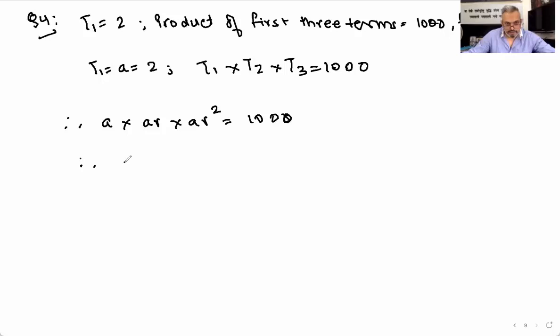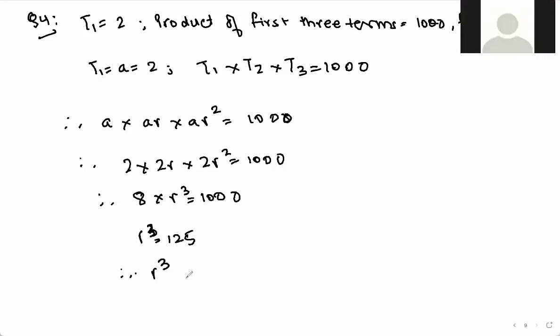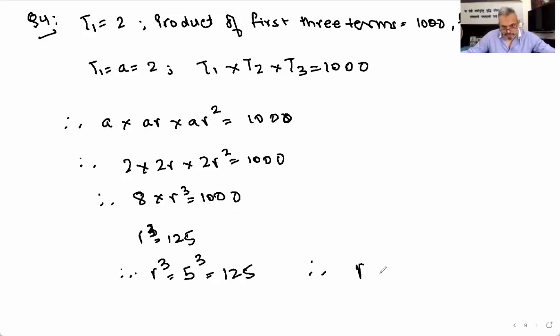Therefore, 2 into 2R into 2R square is equal to 1000. Therefore, 8 into R cube is equal to 1000. So now 1000 divided by 8, R cube is equal to 125. Therefore, R cube is equal to 5 cube is equal to 125. Therefore, R is equal to 5. Answer.